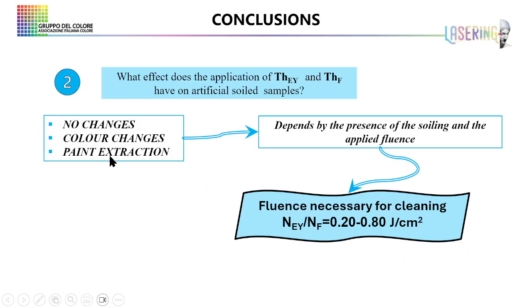And to answer the second question, the application of the damage threshold of the paintings on the artificial soiled samples had some different effects, such as no changes, color changes, or paint loss. This depended on the presence of the soil on the surface and the applied fluences. So, readjusting the fluences, the fluence necessary for the cleaning in these cases was in the range between 0.2 and 0.8 J/cm². Thank you for your attention.